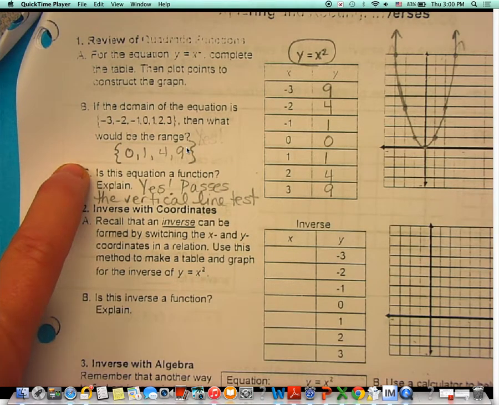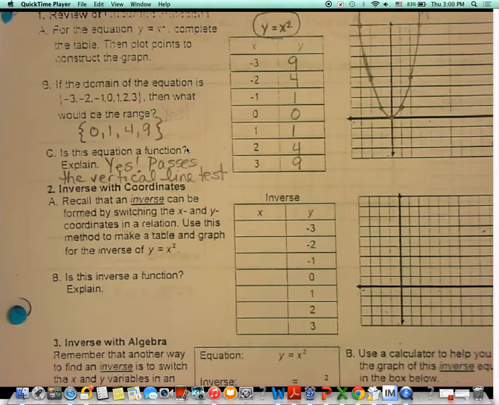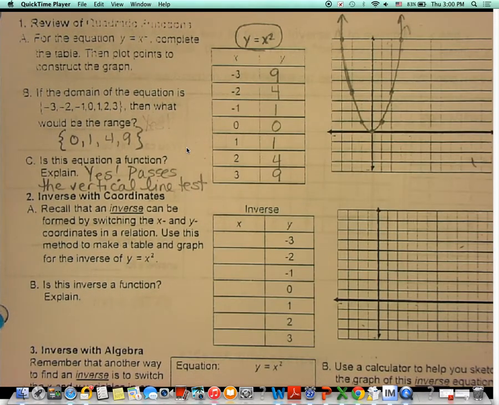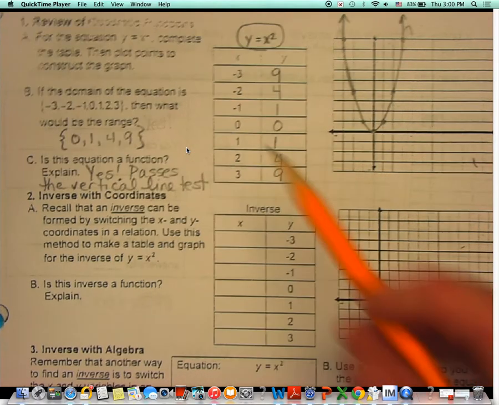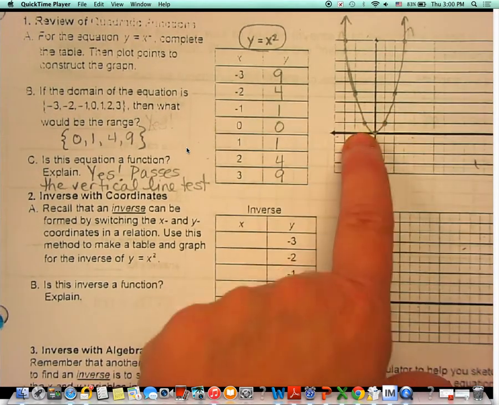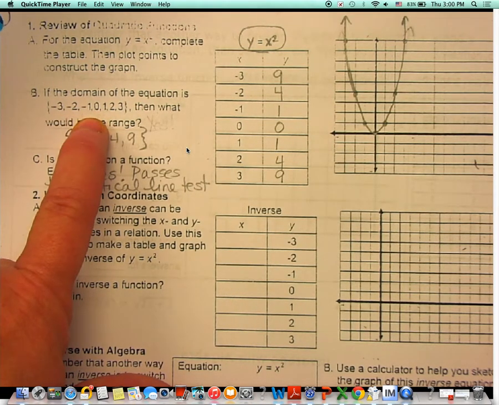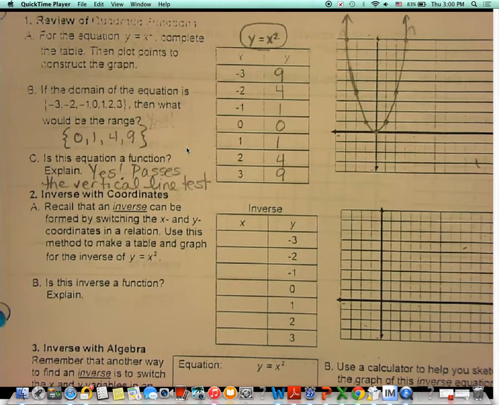Okay, I understand the confusion there. Should we dig up the line? No, it said to graph it. We graphed it. It didn't ask us the domain of this graph or the range of this graph. It asked us the range of this domain right here. Okay, that's the difference.